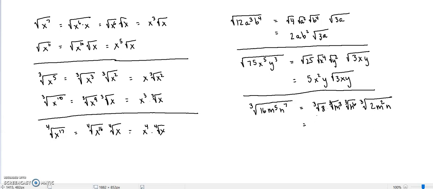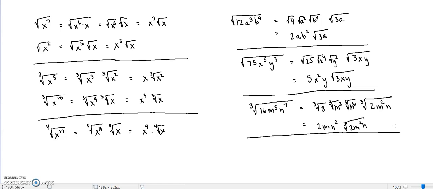All right, and then we simplify. So then we would have the cube root of 8 is 2. The cube root of m cubed is m. The cube root of n to the 6th, now remember we're taking a third, so this would be n squared. And then our leftover pile, the cube root of 2m squared n. Okay, so that's for cube root. You're trying to find 3 matching factors or take a third of the exponent.